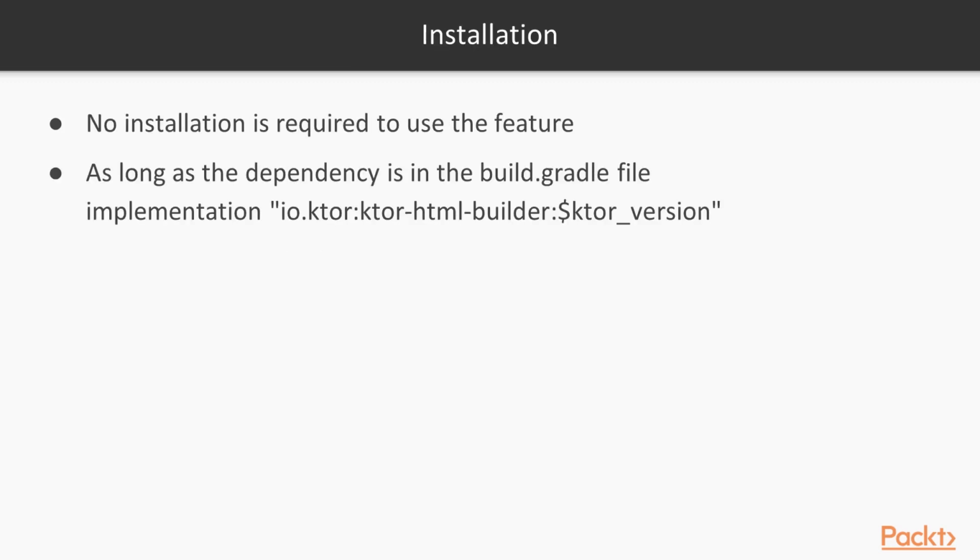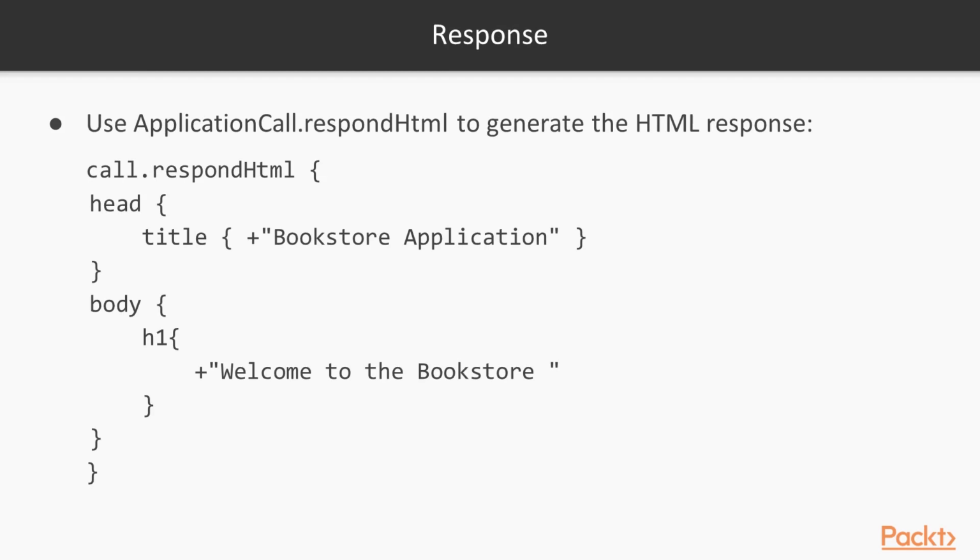No installation is required to use the feature, but we need to add the dependency, which is mentioned right here, io.ktor, Ktor HTML builder. The response itself. We can use application call.respond.html to generate the HTML response. Here is an example. Call.respond.html and then a trailing lambda.